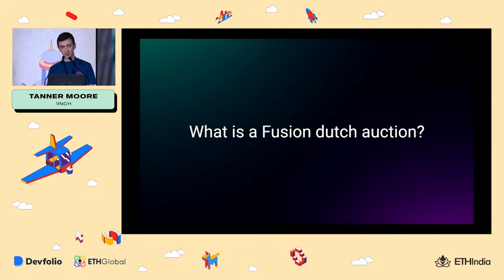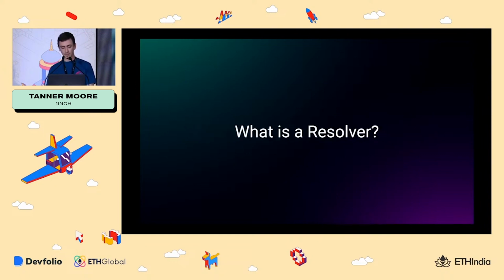In a Dutch auction, the price actually starts at something quite high, and it works its way down until some bidder decides, okay, this is a good enough price for me to actually purchase. So a Fusion Dutch auction does the same thing, but with token prices. And then also, what is a resolver? These are entities in the Fusion system that are all watching these Dutch auctions while they occur, and they're the ones that are actually swapping all or part of the order as the Dutch auction slowly reduces the token price from their perspective.